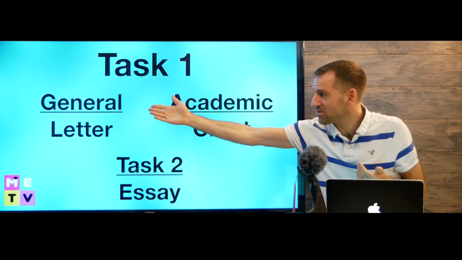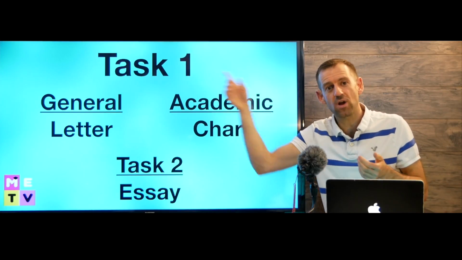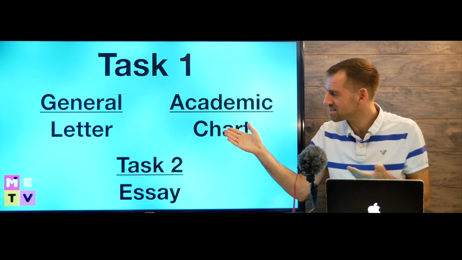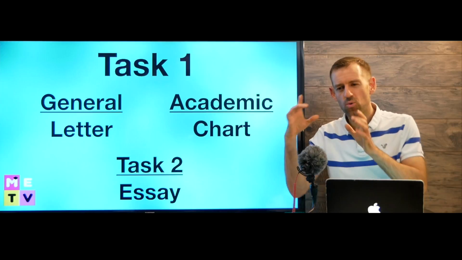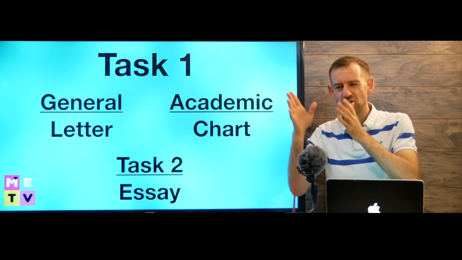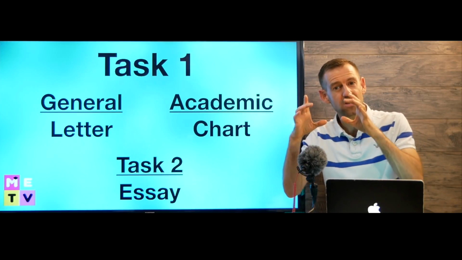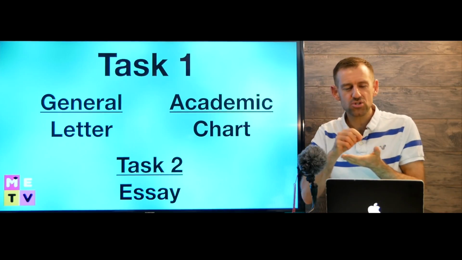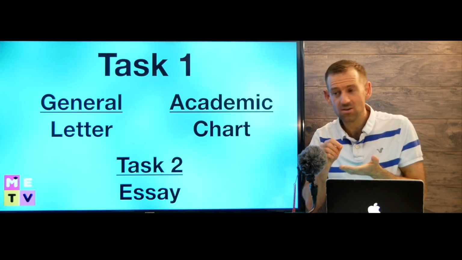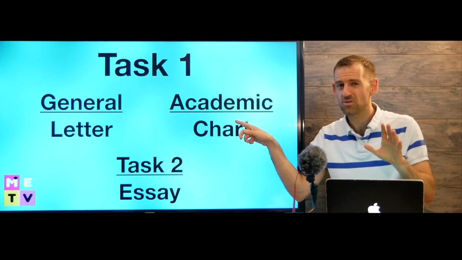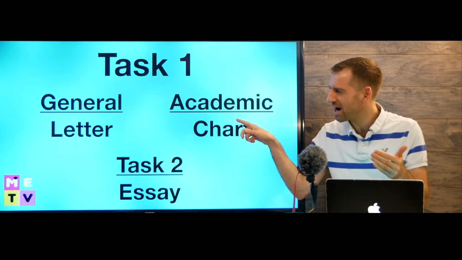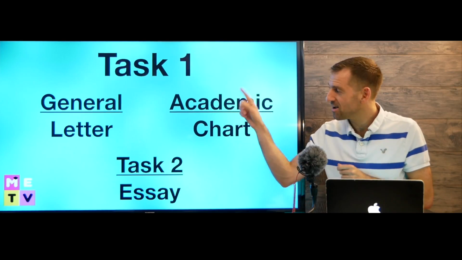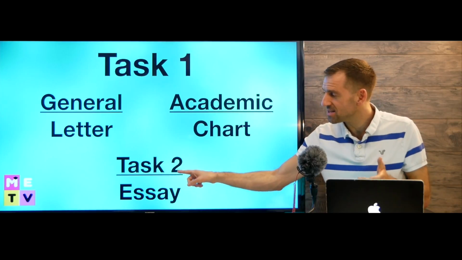right? On the general exam, on task 1, you have to write a letter, okay? But on the academic test, you have to answer a question about a chart or some visual information, and you have to put that information into sentences. Okay, so actually this can be a little bit tricky. You need to get some practice. So in my book, you're going to get some really great practice for task 1 and also task 2.